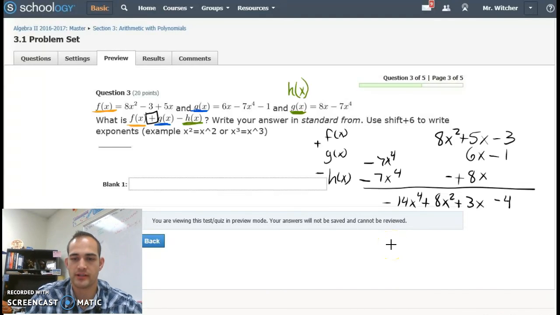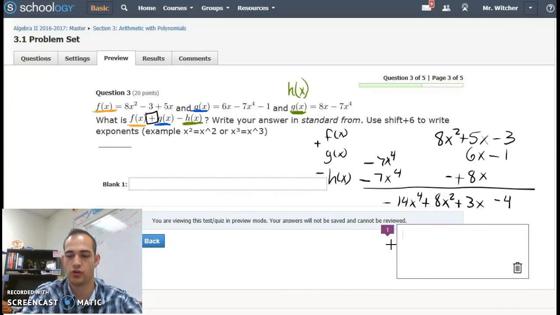So as was mentioned previously, I need to still type this in using carets. So here's a text box to kind of show you what we're doing. I've got negative 14x to the fourth power plus 8x squared plus 3x minus 4. So that will be the text that we're looking for as we input that into the Schoology blank. So this blank 1 over here is where we're going to input that, and that's the way that you're going to type it in. So again, remember to use those caret symbols.